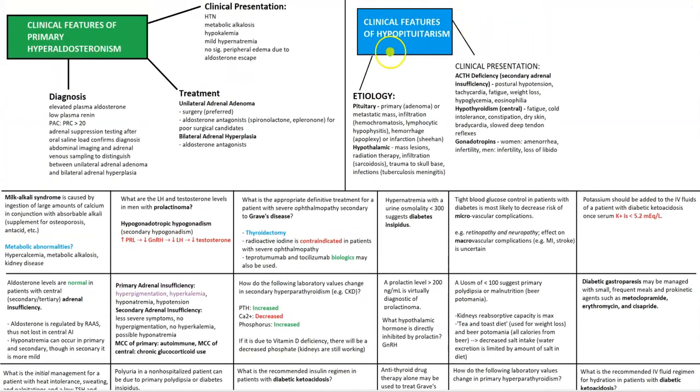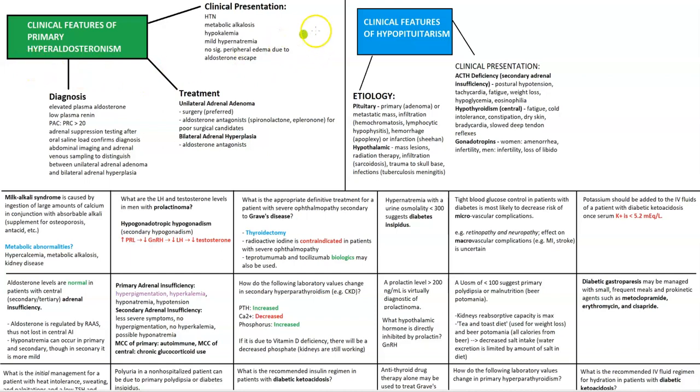These are all the high yield notes that I ascertained. This isn't all inclusive. I would say this is probably 60 to 75% inclusive of the information you have to know for USMLE Step 2 CK. So I hope that this helps. It's going to be a little bit of a longer video because I want to get through everything. So let's get right into it.